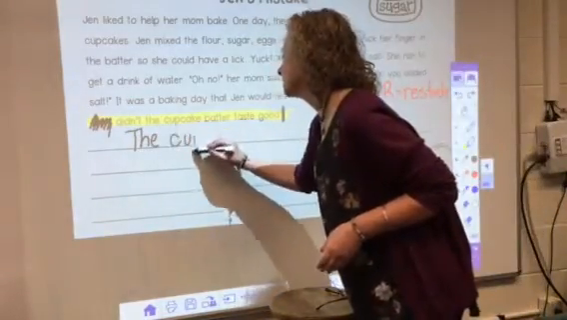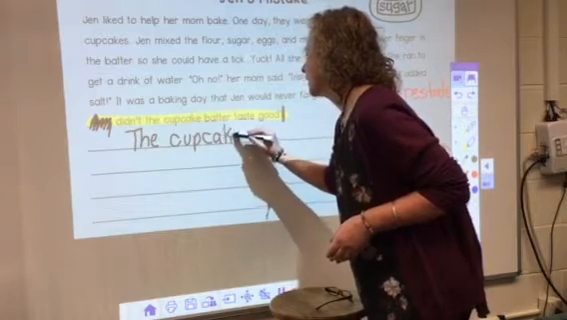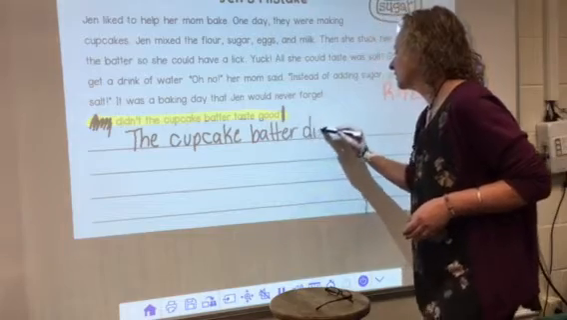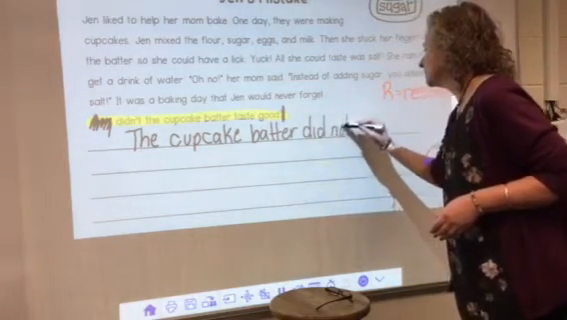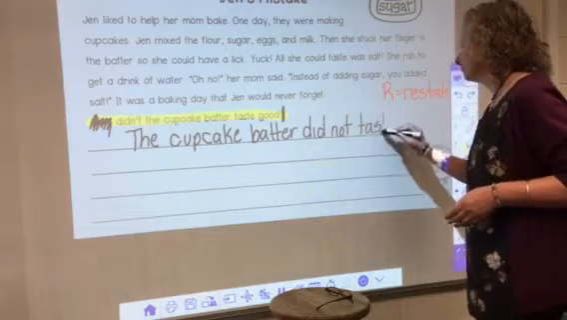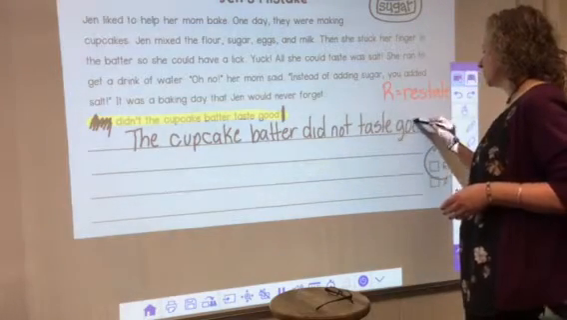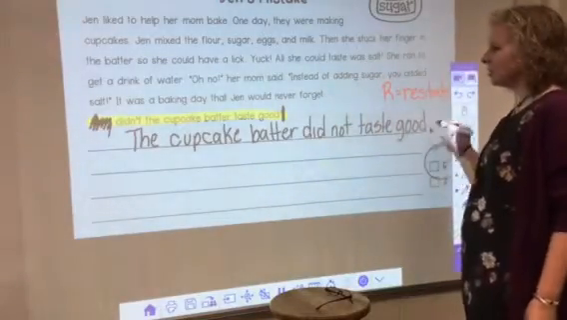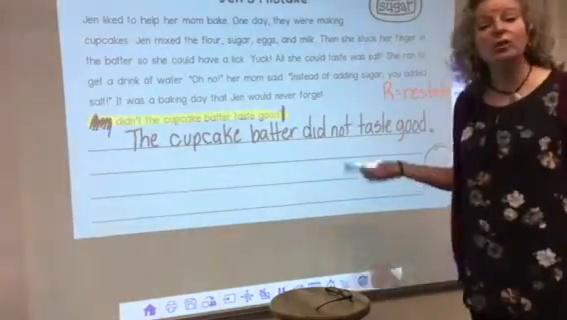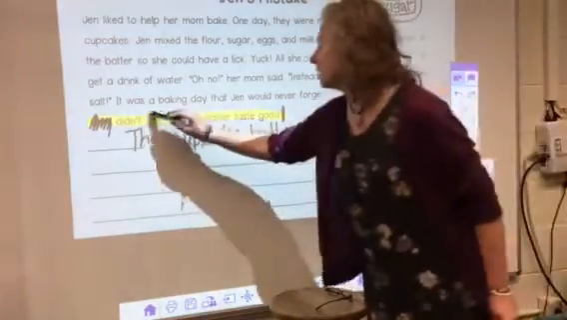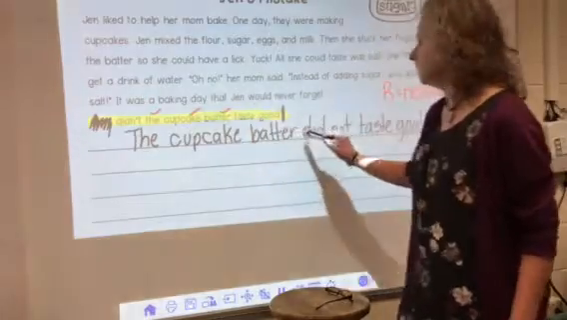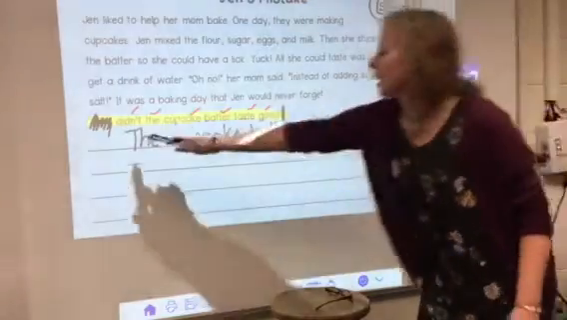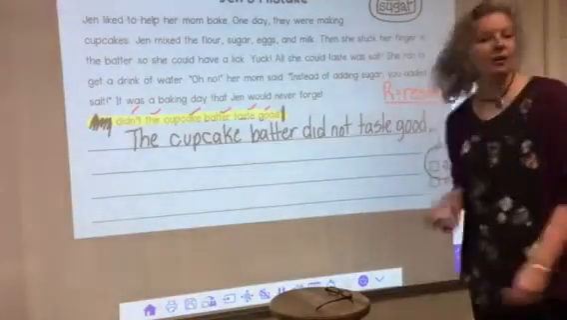The cupcake batter did not taste good. Is that a true statement? Yes, it is. We know it didn't. She said yuck up here. All right, now I'm going to end it with punctuation. Did I use a lot of my words from the question in my restatement? The cupcake batter, did not, that goes with didn't, right? Taste good. Capital, punctuation. My R looks pretty good.